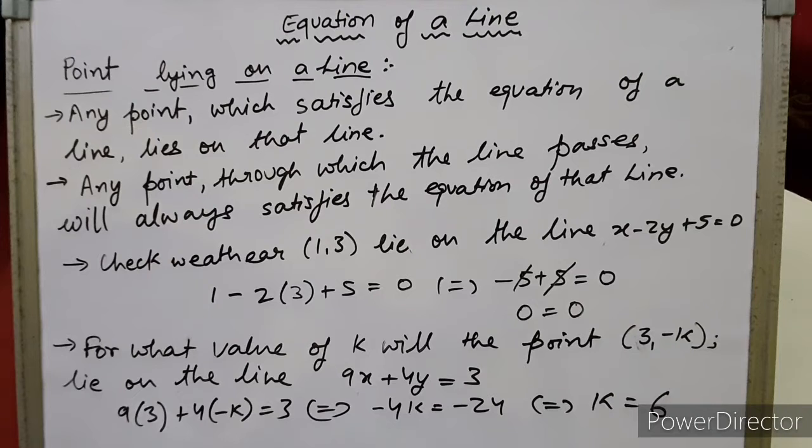So when we put the value of x as 3 and y as minus k, what we get is 9 into 3 plus 4 into minus k equals 3. So 27 minus 4k equals 3. Transferring 27 to that side, 3 minus 27 will be minus 24. So minus 4k equals minus 24. That means the value of k will be 6. That means when k is 6, the point (3, minus 6) will lie on the line 9x plus 4y equals 3. Alright children, please note down.